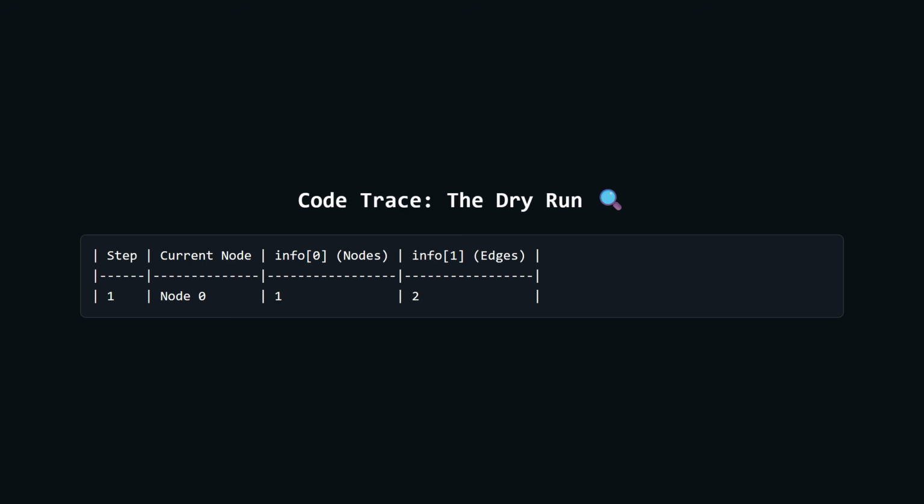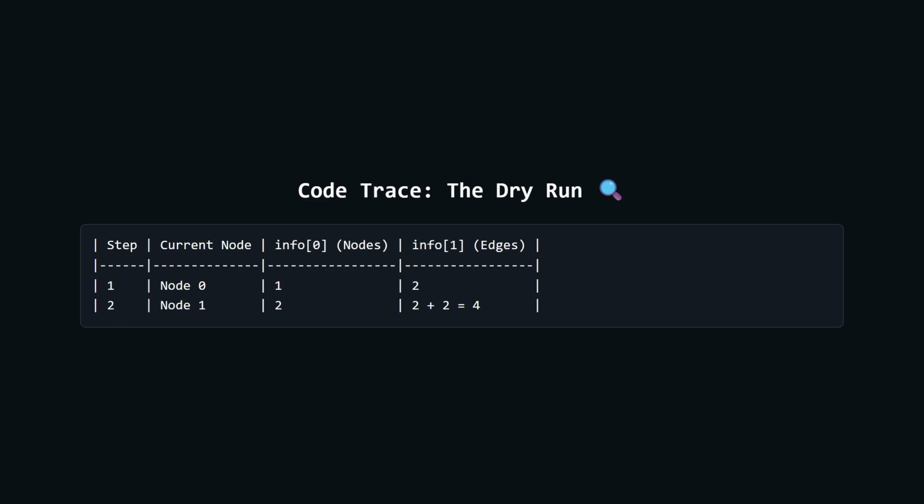We add 1 to our node count, making it 1. Node 0 has 2 edges pointing to the others, so we add 2 to our edge count. The search moves to node 1. Node count becomes 2. Node 1 also has 2 edges, so our total edge count becomes 4.